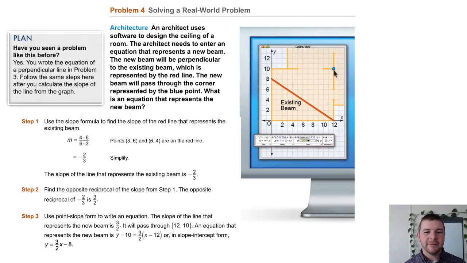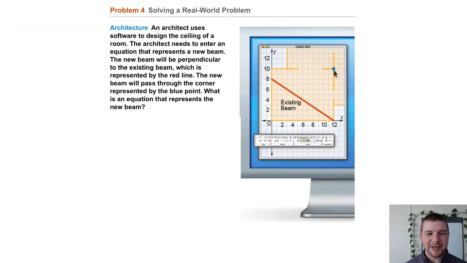Problem 4, solving a real-world problem. This one's about architecture. An architect uses software to design the ceiling of a room. The architect needs to enter an equation that represents a new beam.